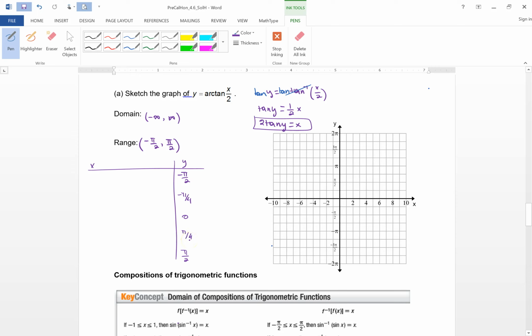Now, x we said was 2 tangent y. So x is 2 tangent negative pi over 2. What's tangent at negative pi over 2? The coordinate is 0 and negative 1. What's the tangent? What's y over x? Undefined. Does that make sense? Because there is an asymptote at pi over 2. When y equals pi over 2, there is no x. There is an asymptote. Awesome. Isn't that beautiful how it works out?